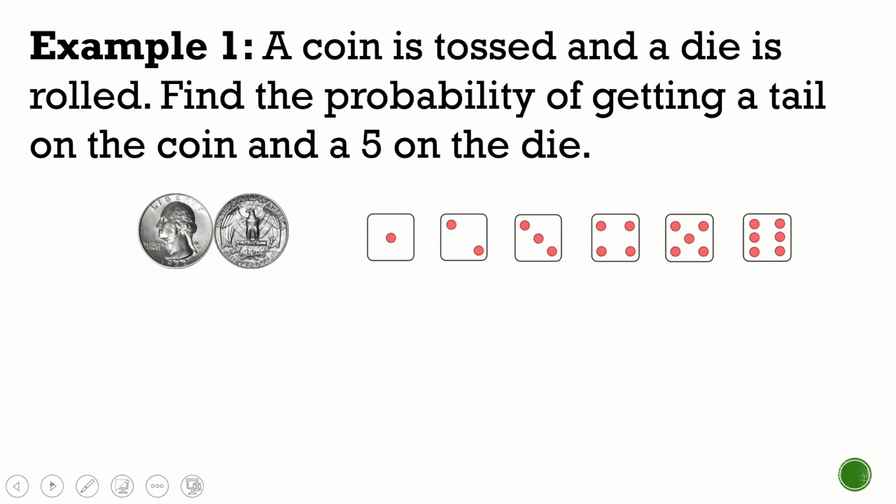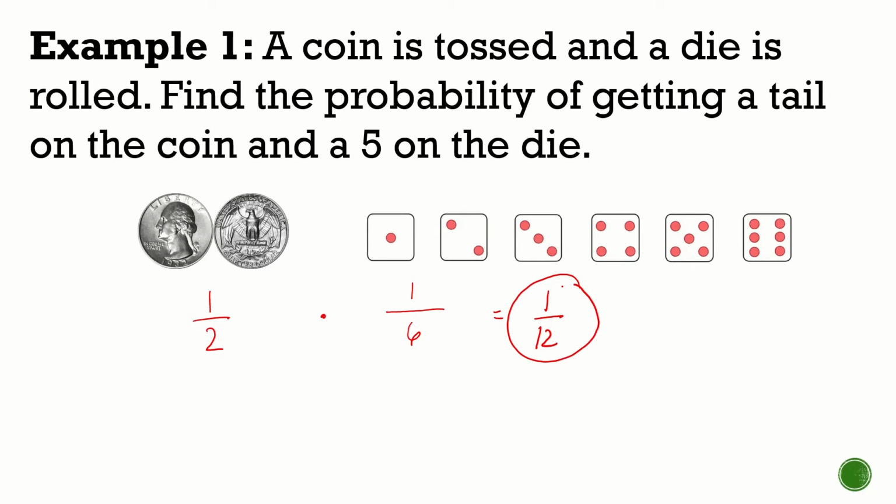Let's have this example. A coin is tossed and a die is rolled. Find the probability of getting a tail on the coin and a 5 on the die. So a tail, that's the desired outcome, over the possible outcomes, which is the total number of outcomes, which is 2. Multiply that by 1, since there's only one 5 on a die, over the number of possible outcomes, which is 6. Multiply those two, the answer will be 1 over 12. That's the probability, or less than 10%. All right.